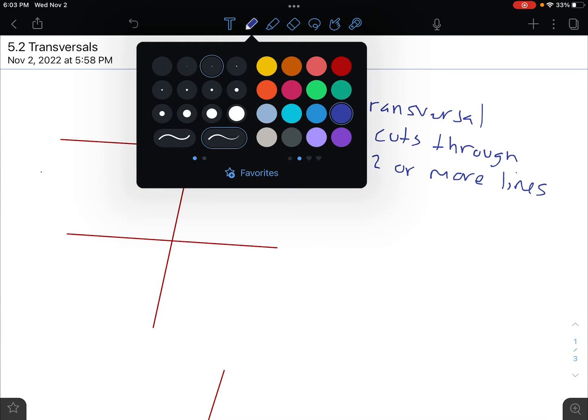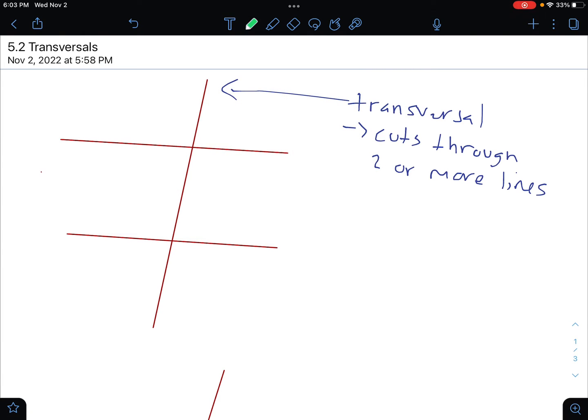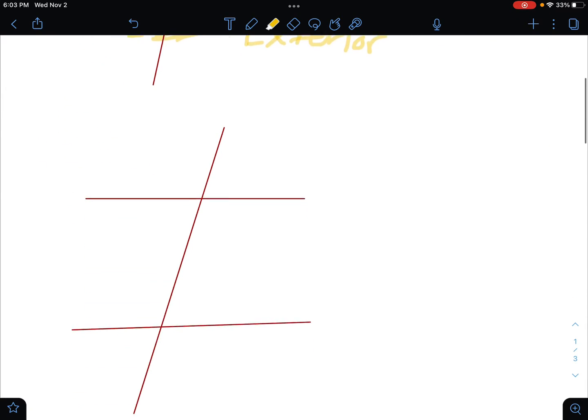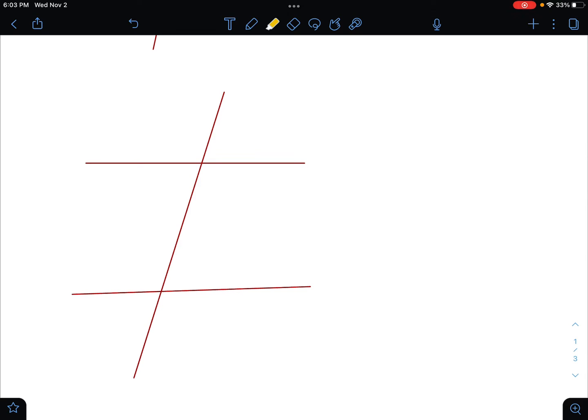Now with that, we have interior and exterior angles. Interior, if you picture this like a sandwich, would be between the pieces of bread. So all of these angles are interior, which means all the angles on the outside, so above the bread and below the bread, are exterior. That'll help with some of the definitions. So let's look at this one. We have a couple different types of angles.